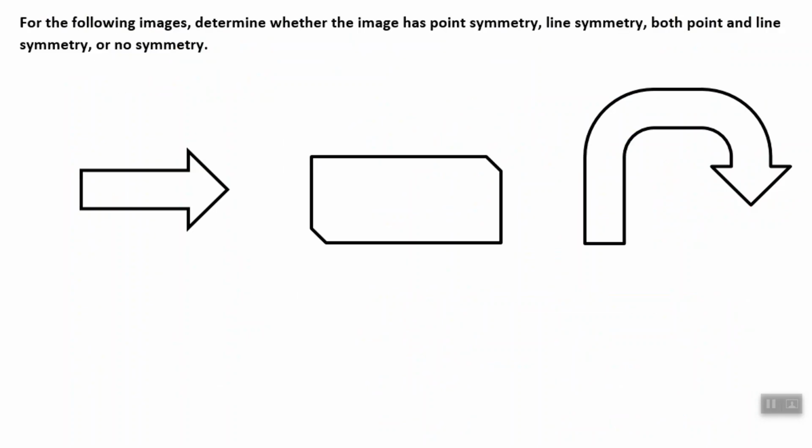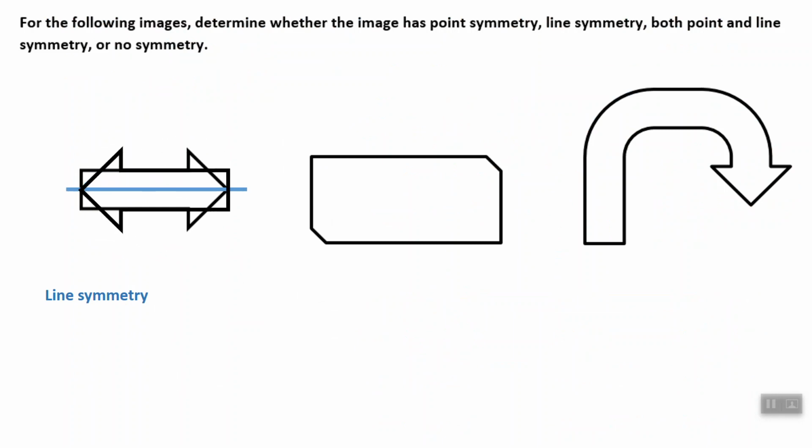Now, for the following images, we will determine whether the image has point symmetry, line symmetry, both point and line symmetry, or no symmetry whatsoever. So remember, when we're talking point symmetry, we want to imagine it getting turned upside down. And with line symmetry, we want to imagine actually drawing a line through it. So on the arrow on the left, I can see that there's a line where if I folded it across the line, it would be identical. It definitely has line symmetry.